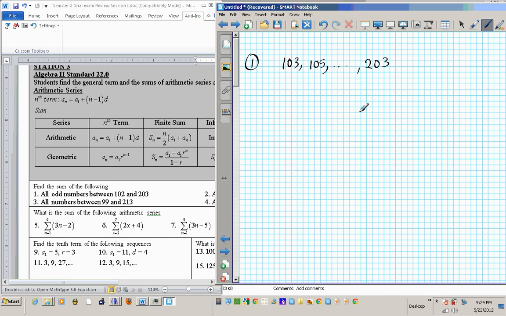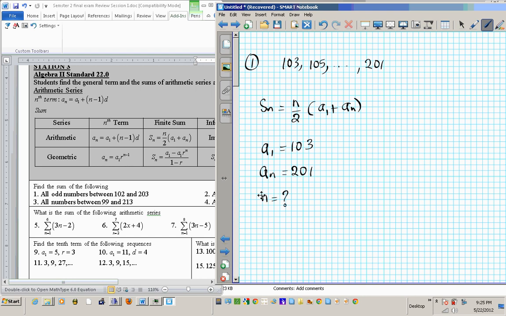Alright, so it says find the sum. So the sum formula Sn is going to be n over 2 times a1 plus an, as the formula here suggests. So I know that the first term a1 is 103. The last term an is 203. And, oh wait a minute, it says between. So since it's between, I can't include 203. I have to take out 203. So I have to go to 201. So 201, sorry, is the last one since it's between. So the an has to be 201 also. Alright? Okay, so sorry about that. Let's make an 201. Now what is n?